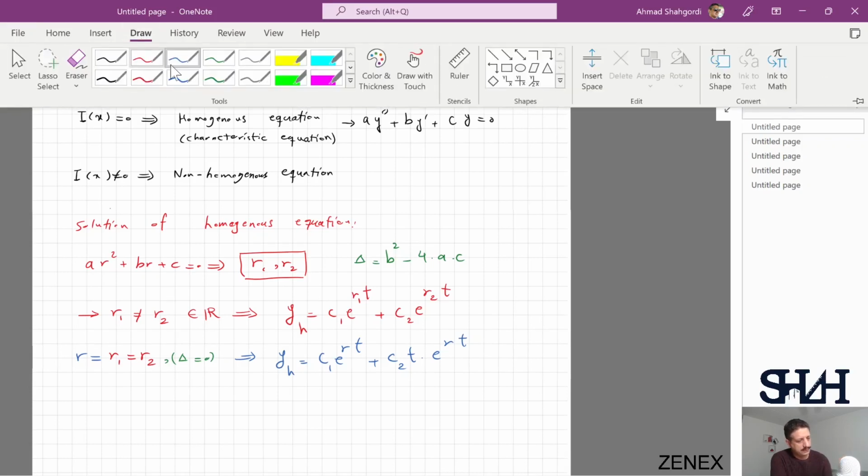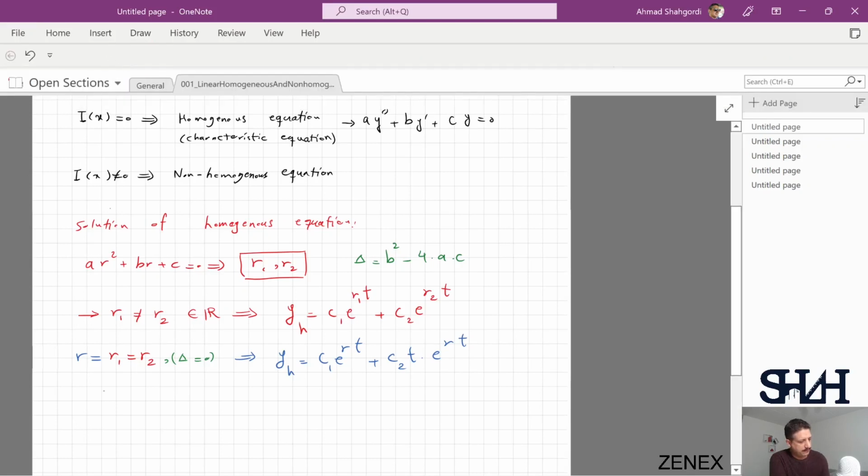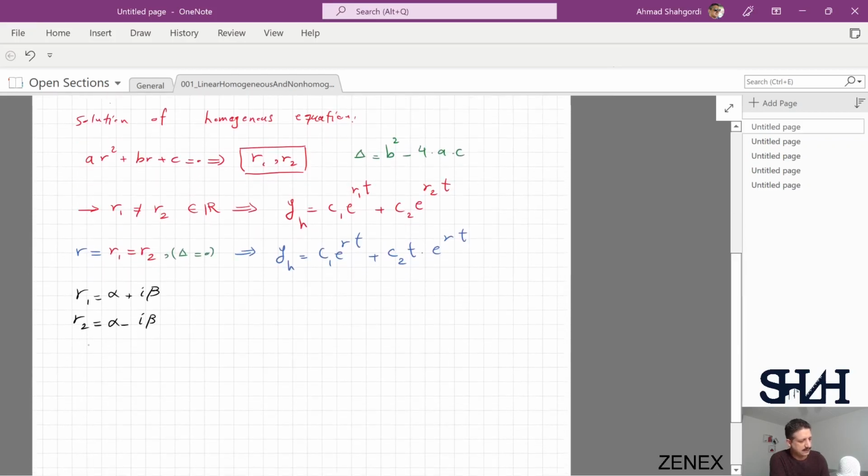The other option is if r1 is alpha plus i beta and r2 is alpha minus i beta. It means that delta is negative, and i refers to the square root of minus 1. So in this case, the homogeneous answer will be e to the power of alpha t times C1 sine beta t plus C2 cosine beta t.